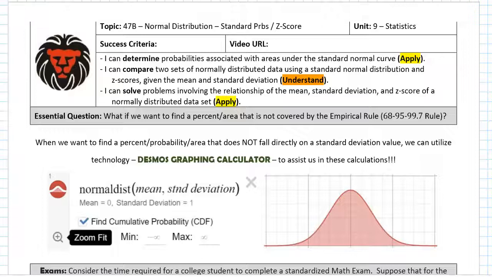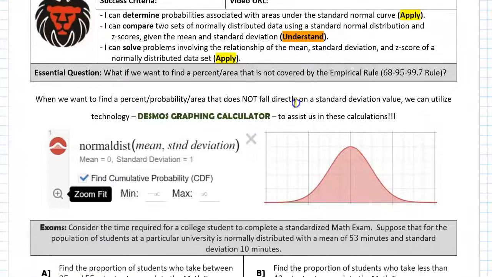This video is for topic 47b, normal distribution, standard problems, and z-score. So the whole point of this is we want to find a percent probability area that does not fall directly on a standard deviation value like we were doing before. We are kind of stuck in terms of figuring out the different values. However, we can go ahead and utilize Desmos graphing utility to help us find those.